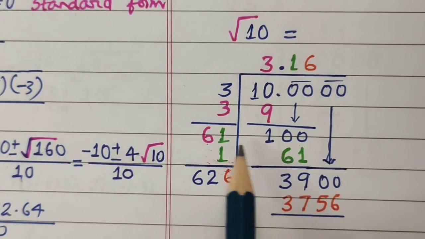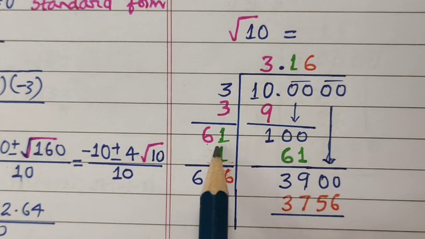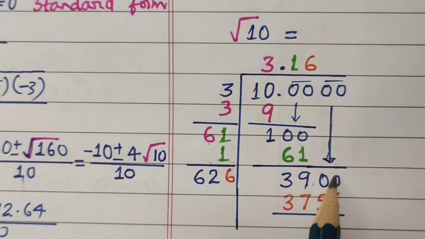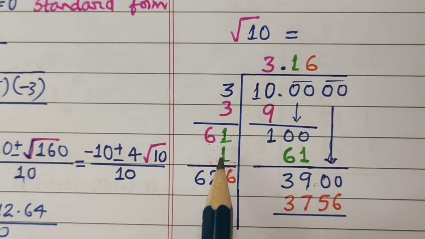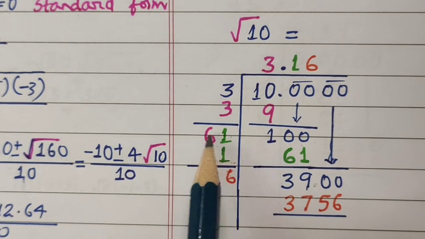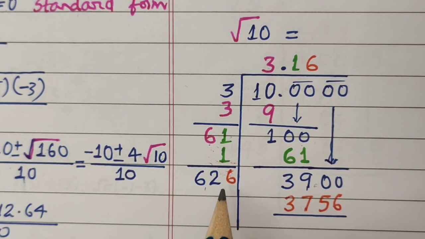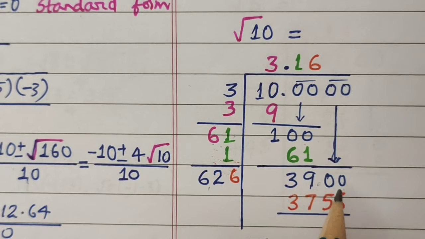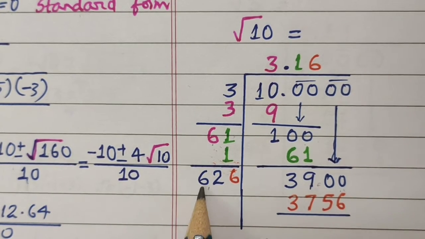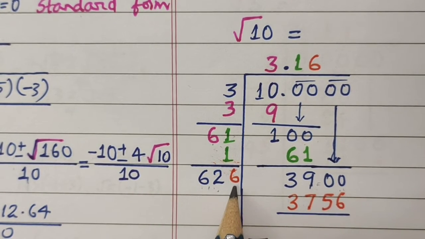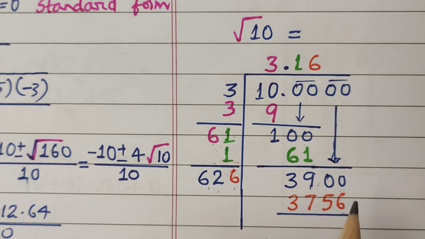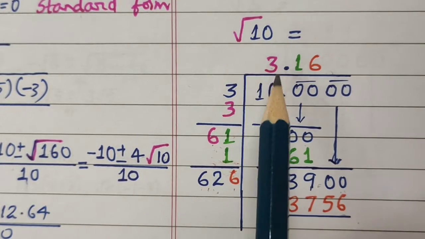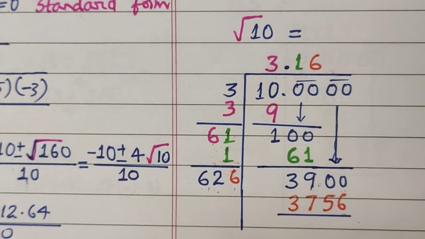Multiply with 1, which is less than 100, then 1 into 61 is 61. 39, when you subtract you get it. Bring these two zeros down, add 1 to 61, that will become 62. You multiply with such a number that it will become less than 3900. When you multiply 6 with 626, you will get 3756. We stopped here because we wanted 2 digits after the point. 3.16. Square root of 10 is 3.16.